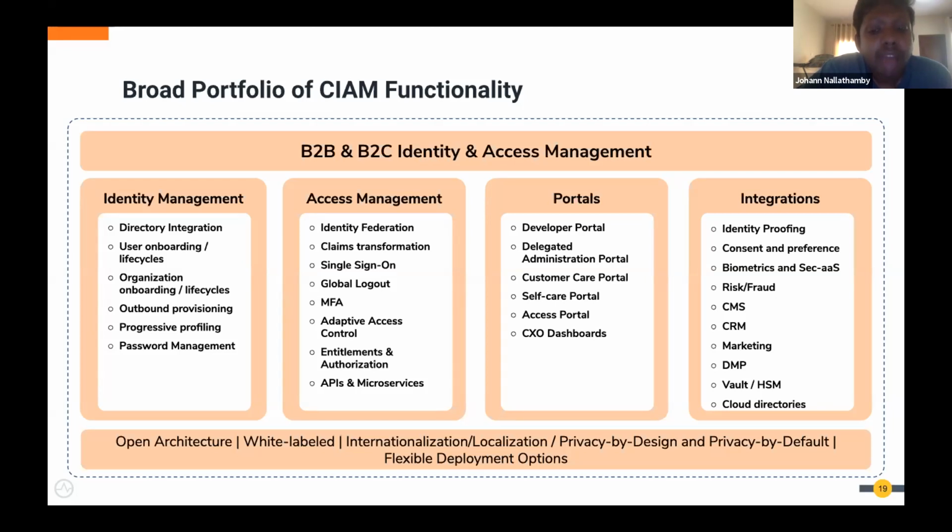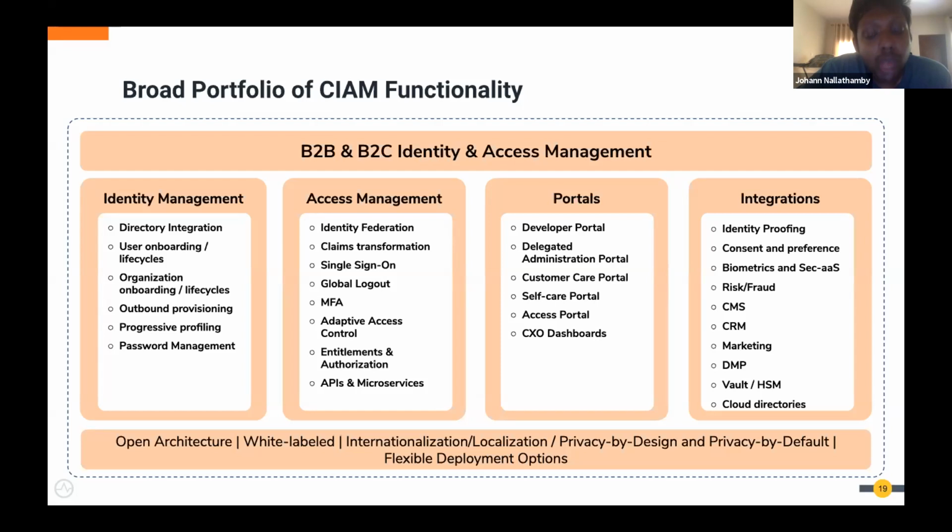Then we would have a customer care portal, typically in a call center, where the call center representative would want to do actions on behalf of the customer, or view customer profiles, or do password changes on the request of the customer, etc. Then there is a self-care portal, where the customers themselves can go and do their password management, challenge question management, their security devices management, etc.